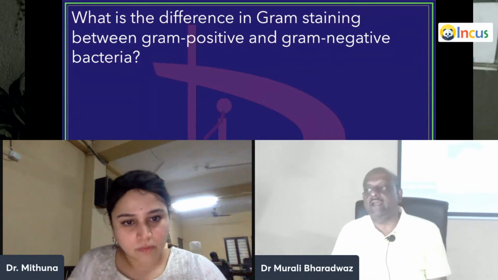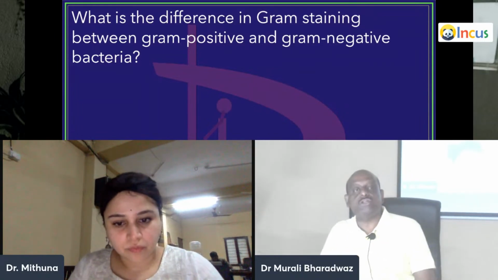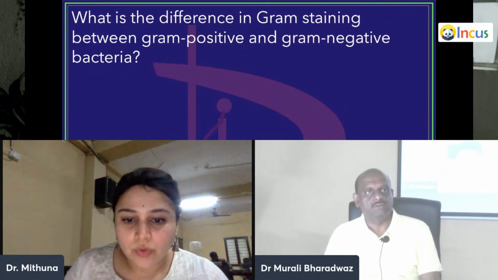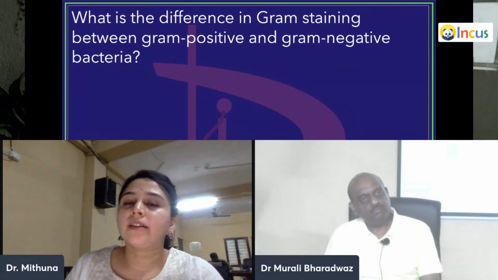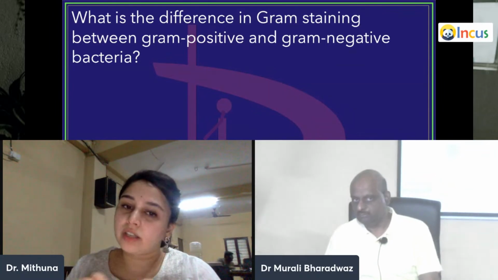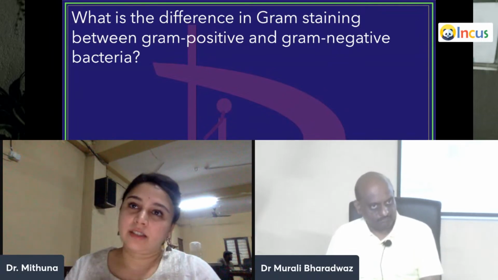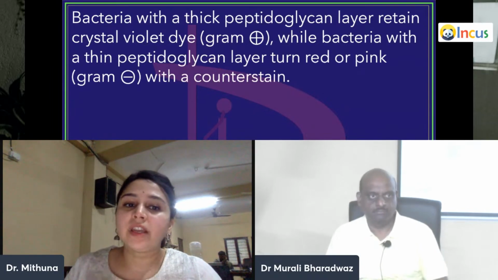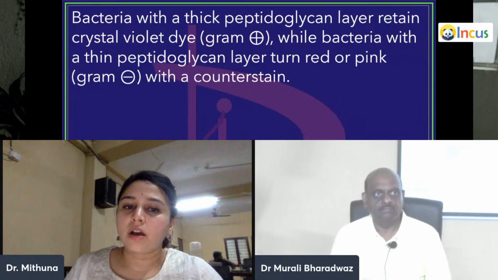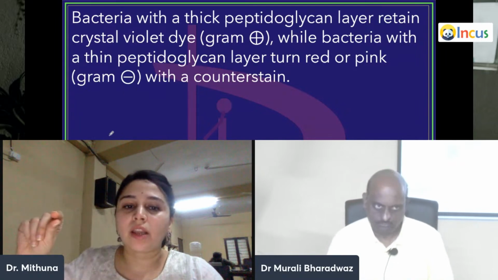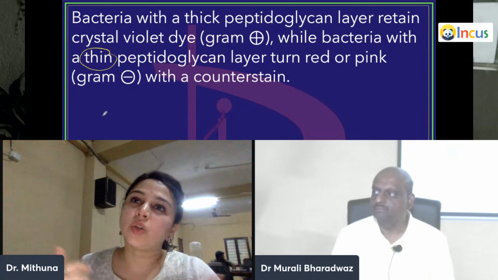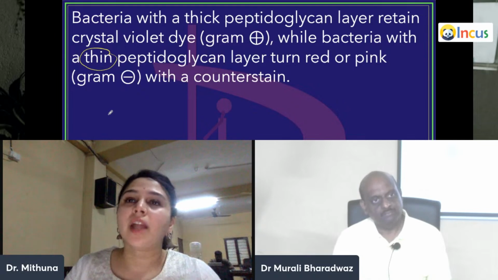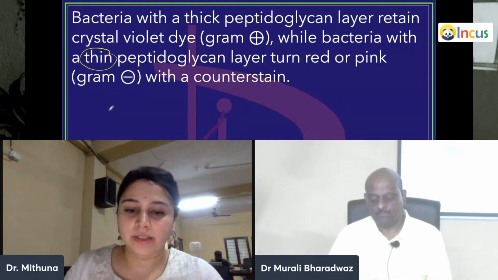What is the difference in gram staining between gram-positive and gram-negative organisms? I just told previously, sir, that there is a thick peptidoglycan layer in gram-positive organisms. They retain the blue crystal violet stain of the gram staining, whereas gram-negative bacteria have a thin peptidoglycan layer. So whenever you put the counterstain, they lose the crystal violet and turn pink because of the counterstain. So gram-positive is blue, gram-negative is pink on gram staining.